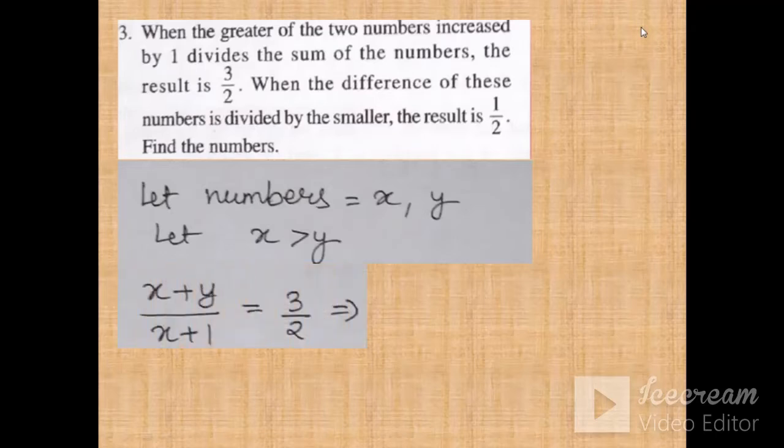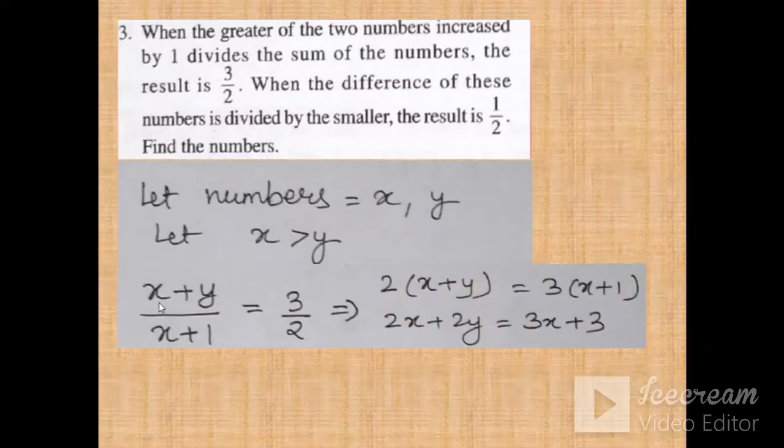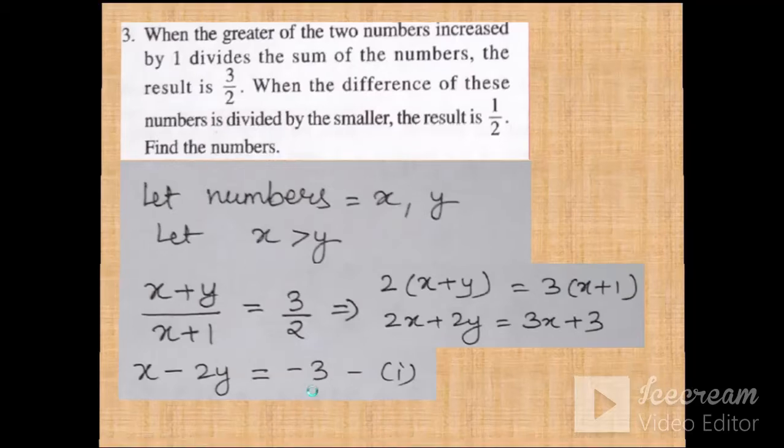So when the greater of the two numbers is increased by 1, that is x plus 1, and when it divides the sum of the numbers, so the sum of the numbers will be x plus y. So our equation will be x plus y upon x plus 1 equal to 3/2. Again we will do the cross multiplication like this. So finally you have 2x plus 2y equal to 3x plus 3. So you will have this equation, x minus 2y equal to minus 3. So this is our first equation.